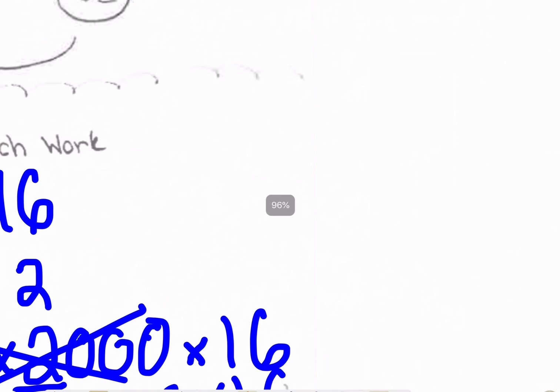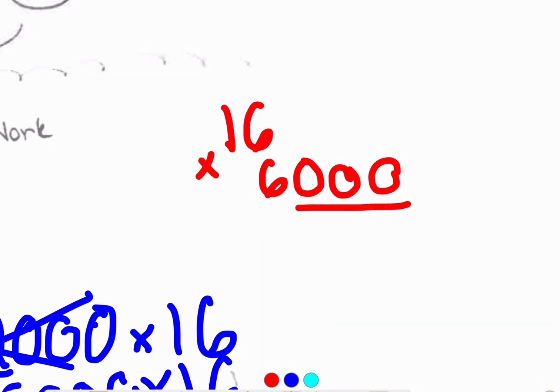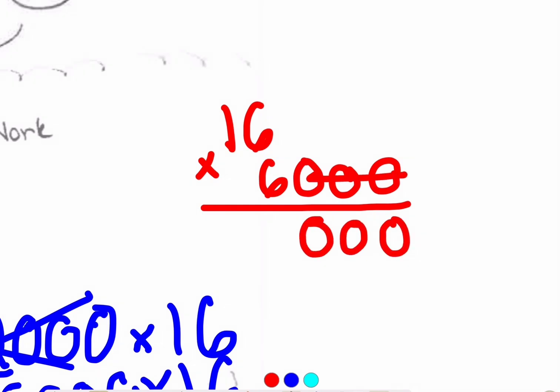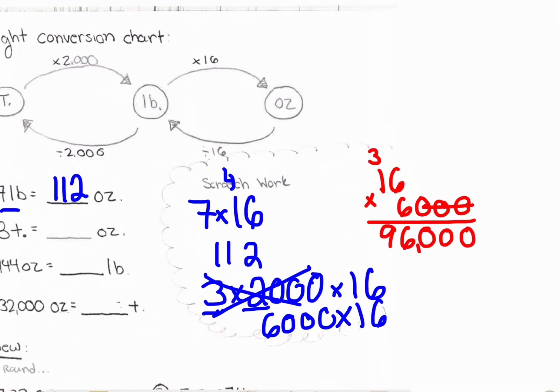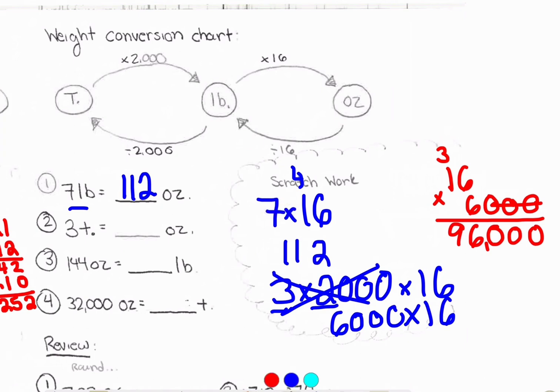Let me show you how I would do it. I would actually put the 16 up top and the 6 over here with all my zeros, because I can just add those in. Go ahead and drop those zeros. 6 times 6 is 36. 6 times 1 plus 3 is 9, so that means there is 96,000 ounces in 3 tons. And then you have those last 2 problems.